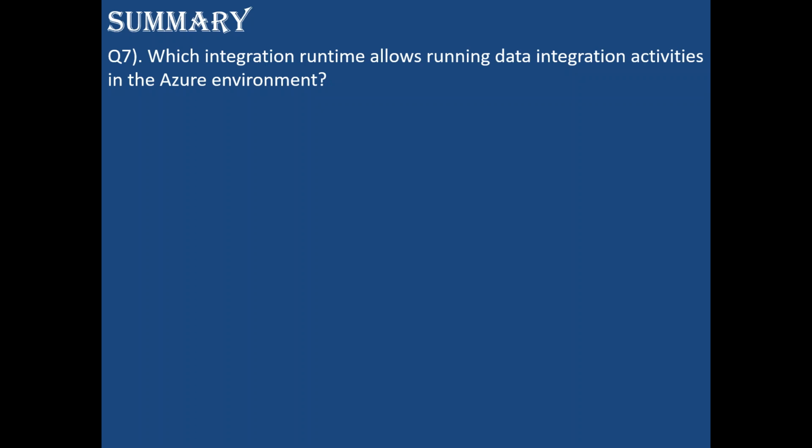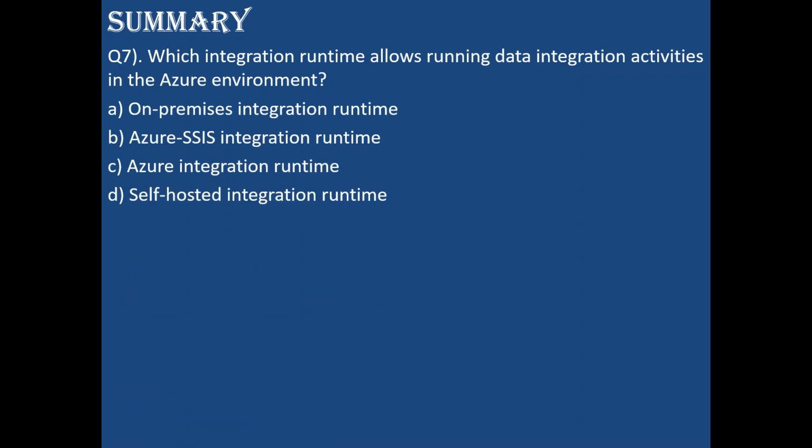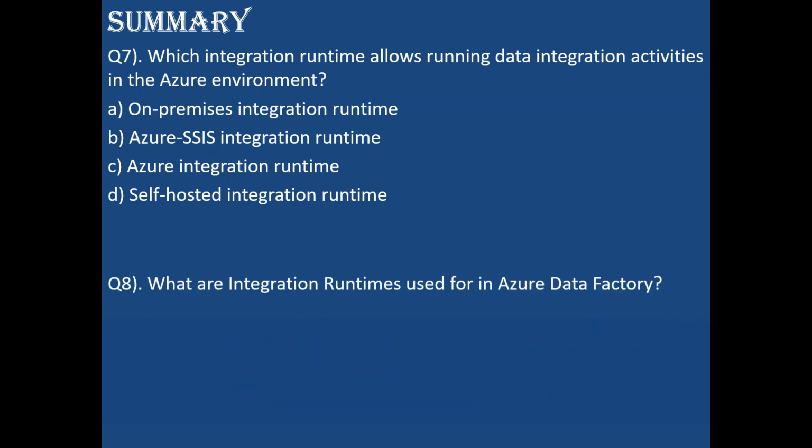Next, which integration runtime allows running data integration activities in Azure environment? So we have three types of IRs: self-hosted, Azure, SSIS. On-premise integration runtime, option A, is not a type of integration runtime, so you can rule it out. The second type is Azure SSIS integration runtime, which you can use to execute SSIS packages from the cloud. Azure integration runtime we can use whenever we are moving data from cloud to cloud. Self-hosted integration runtime you can use whenever on-premise is involved, whenever you are copying data from on-premise to cloud. So which integration runtime allows running data integration activities within Azure? It is C, Azure integration runtime.